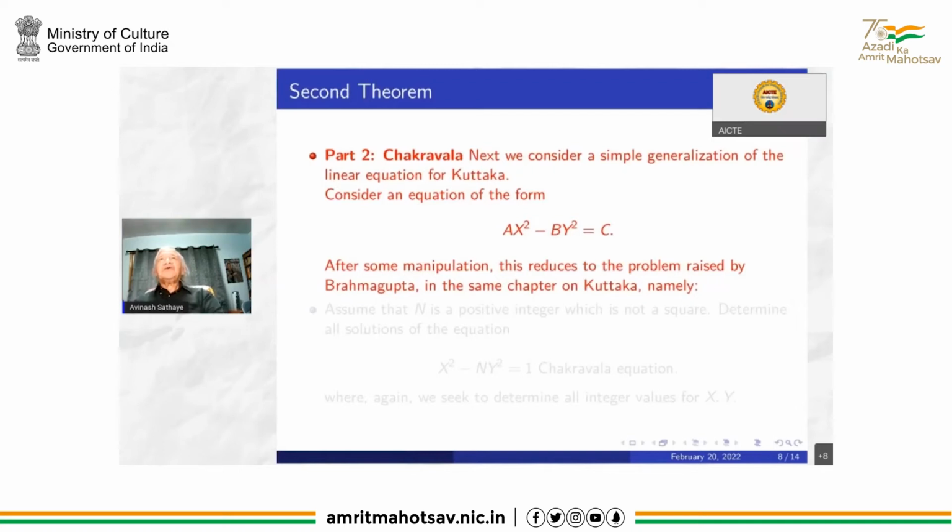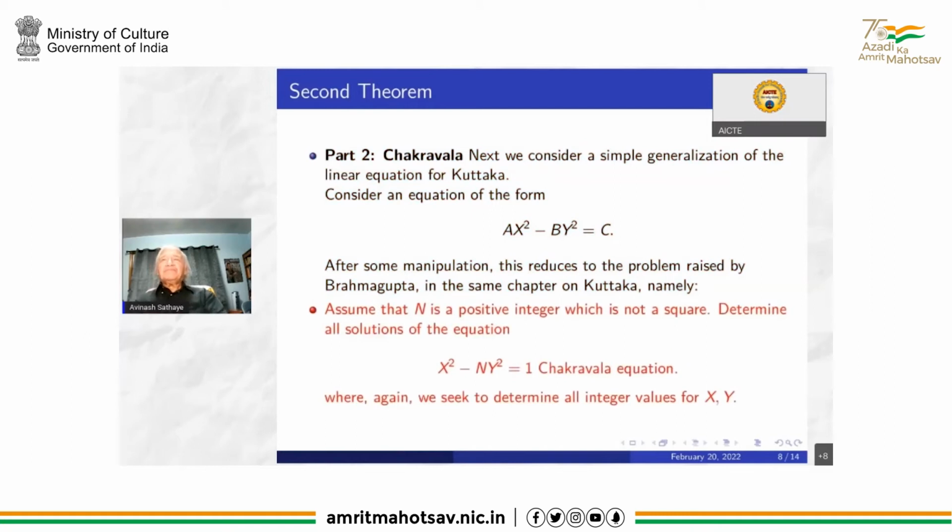The Chakravala is the simple generalization of the linear equation for Kuttaka. Consider an equation of the form ax squared minus by squared equal to c. The old one was ax minus by equal to c. After some manipulation, this reduces to the problem raised by Brahmagupta himself in the same chapter on Kuttaka, namely, so he doesn't use a, b, he uses c, of course.